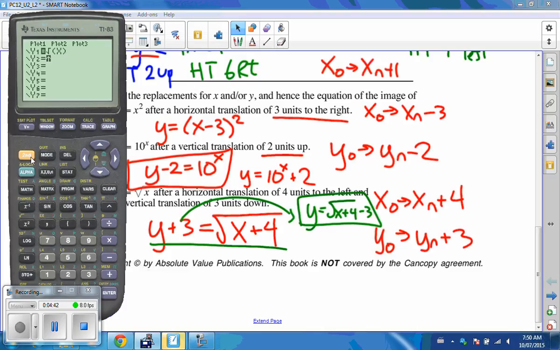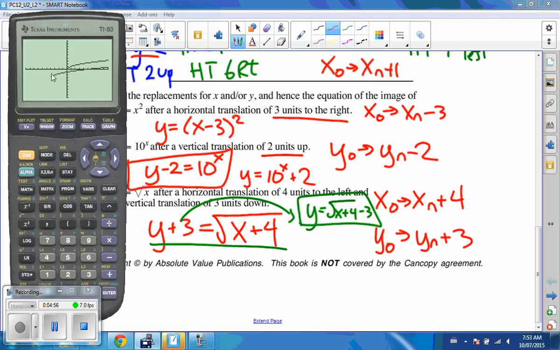So square root of x plus 4, minus 3. All right, and there we go. We can actually look at this and see, oh yeah, it did in fact move 4 back, 4 left, and 3 down. Yay! Okay, onwards and upwards here.